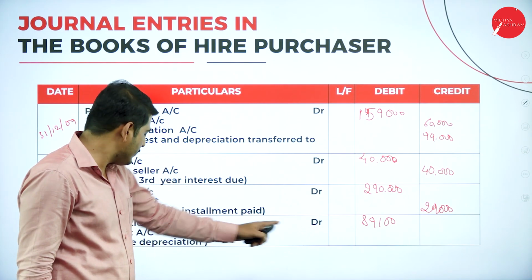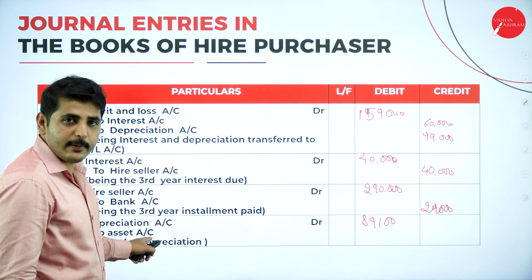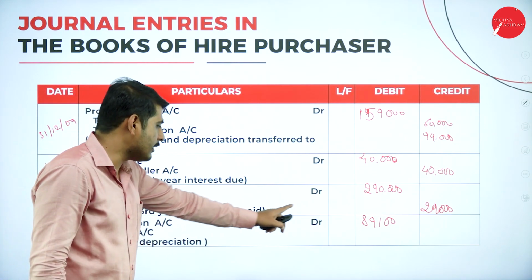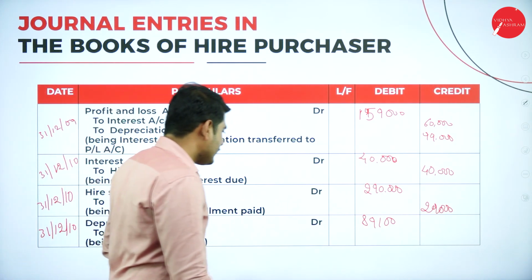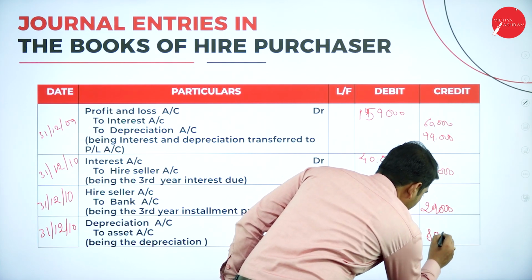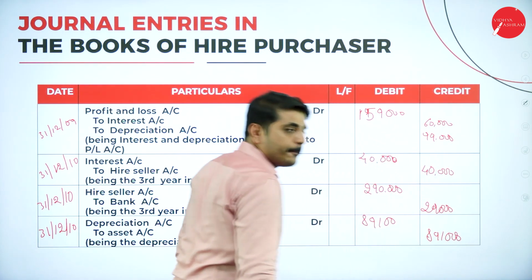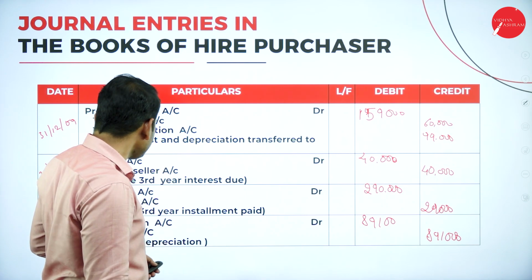What is the asset? The car is the asset. So Depreciation account debit to Car account or Asset account, 89,100. The remaining value is 8,91,000. Next one.